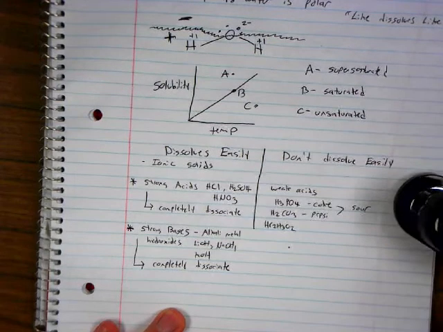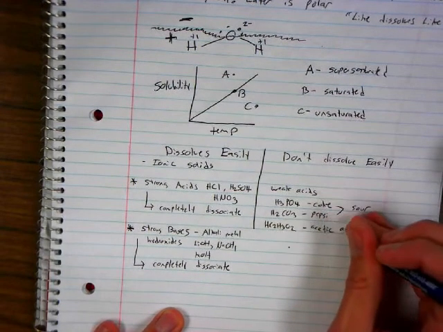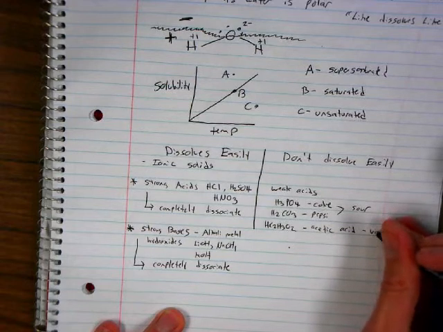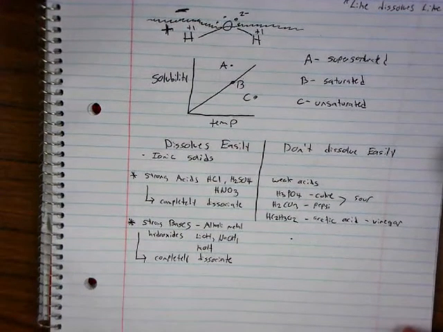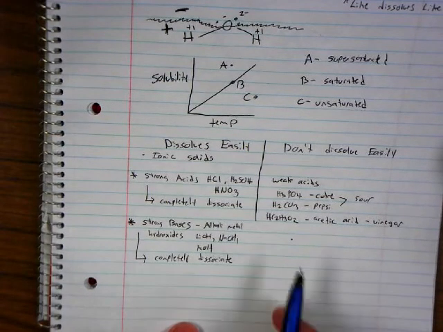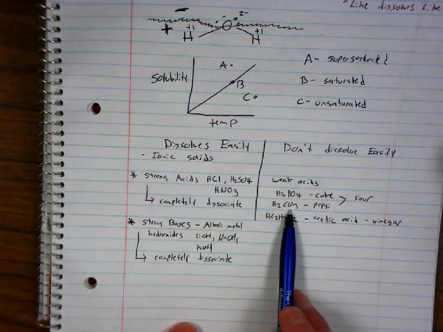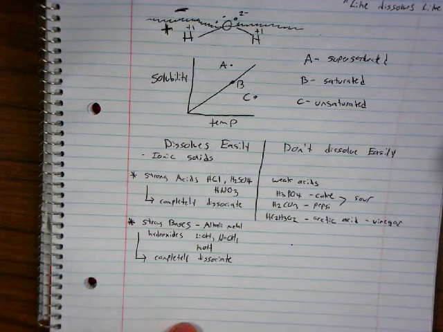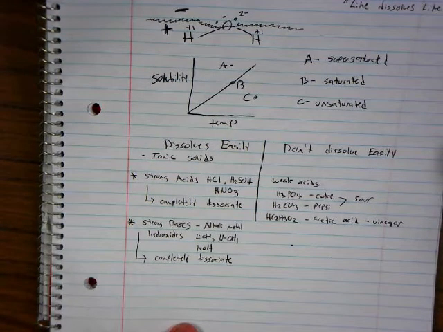Another weak acid, probably one of the most important ones, is HC2H3O2. This is acetic acid. You've seen it because this is vinegar. HC2H3O2, that's vinegar. That's a weak acid. It's acetic acid or vinegar. This is phosphoric, this is carbonic. I'm just throwing a couple examples out there because everything else is weak acids.